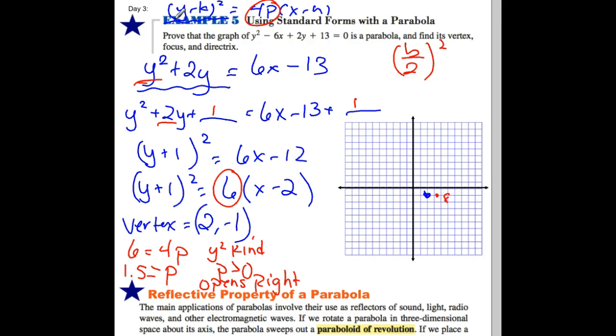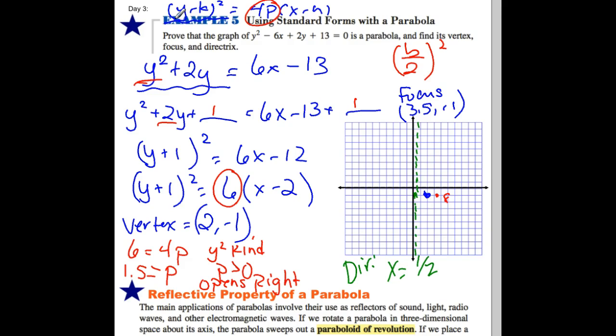Okay, what are the coordinates of that? (3.5, -1). Okay, and then if we went 1.5 units to the right to find the focus, where do we go to find the directrix? Left 1.5. So from our vertex, left 1.5 puts us here. What's the equation for that? Okay. So that's our directrix. So we've actually found everything they asked us to find.